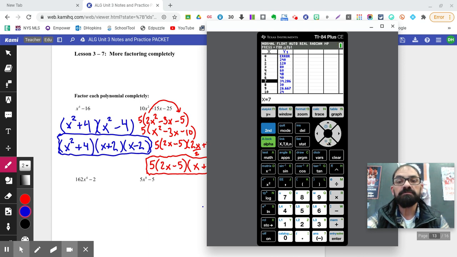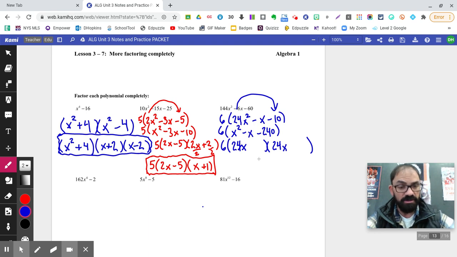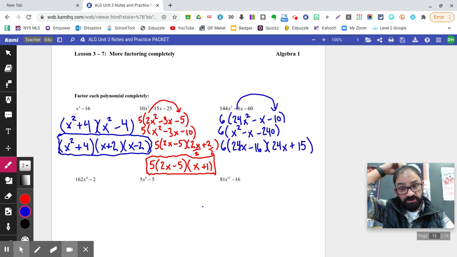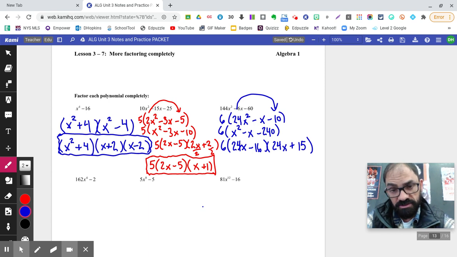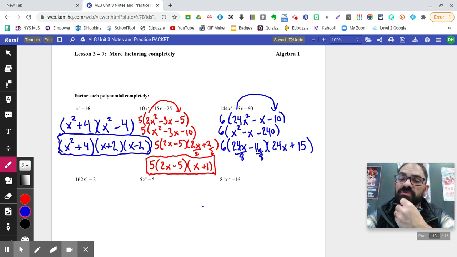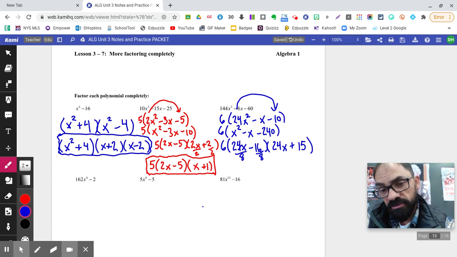Let's see. 15 times 16. With 15 and 16, how do I get a negative 1? Negative 16, positive 15. And remember, whichever factors reduce, we reduce them. So let's see, 8 goes into both of these. And 3 goes into both of these. So let's see what we get.